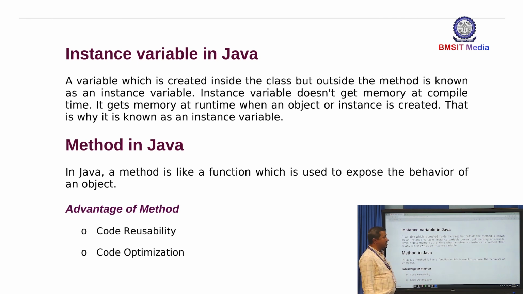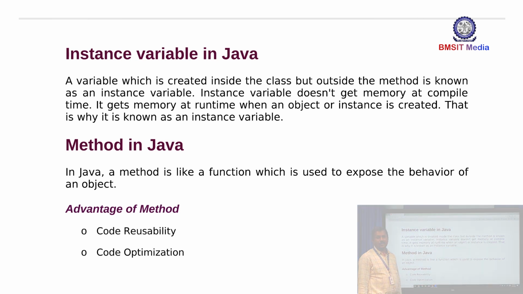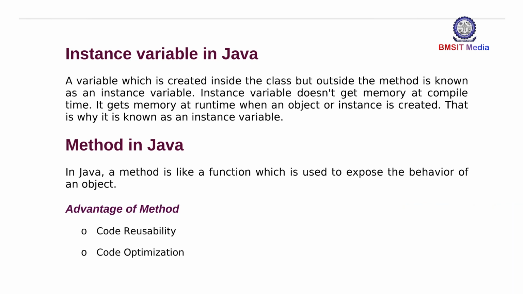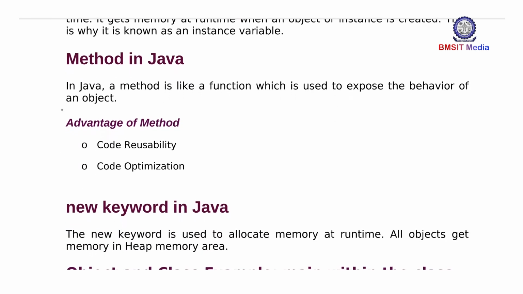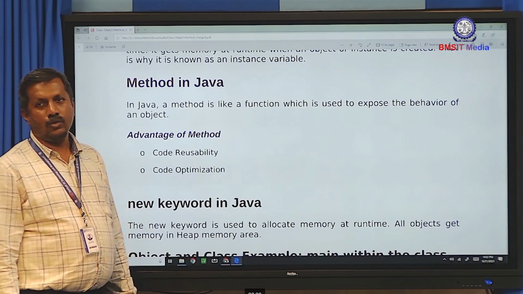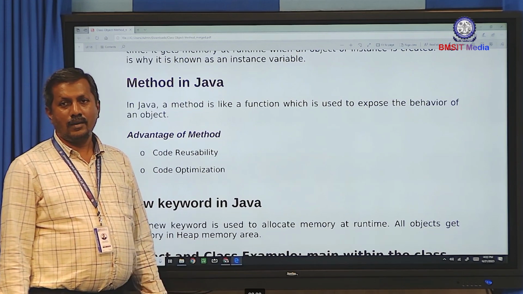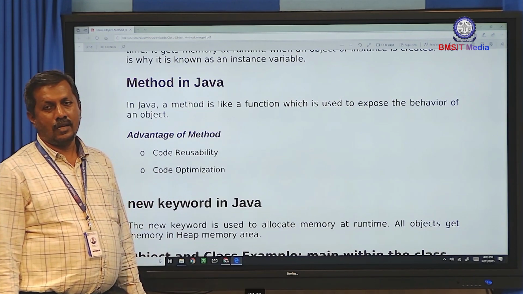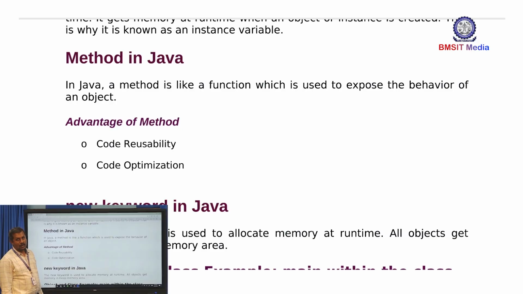So what are methods in Java? As I said, method or function, both are the same. In Java, a method is like a function which is used to expose the behavior of an object. I want to work on the object and write the program using it. So how to handle the object, how to input the value to the object, how to print the value from the object, or perform any other kind of operation on the object? There is one way, and that is the creation of the method.